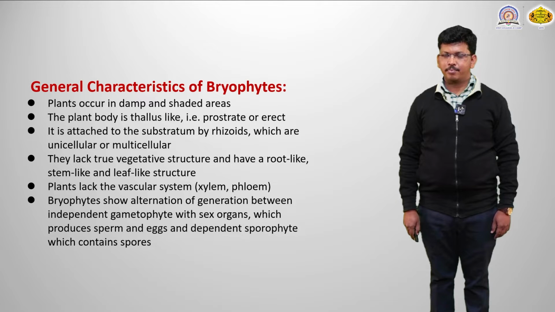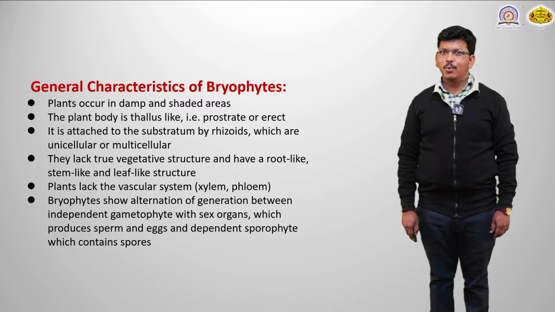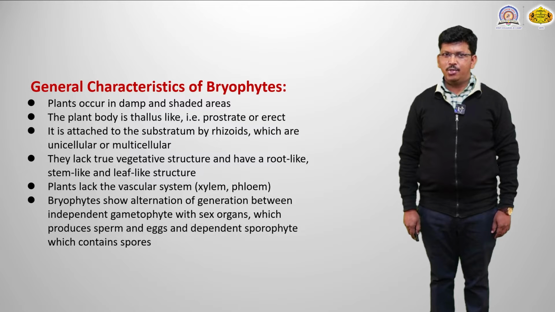Next characteristic: the thallus is attached to the substratum, or soil, and inside the soil there are rhizoid structures, or root-like structures. What is their function? Their function is absorbing water and minerals from the soil, but these are not true roots. That's why we call them root-like structures. Next, there are two types of rhizoids, unicellular and multicellular. In the multicellular type, tuberculate rhizoids are present.